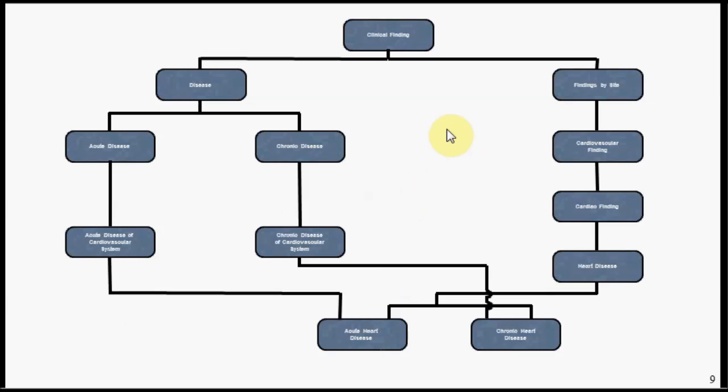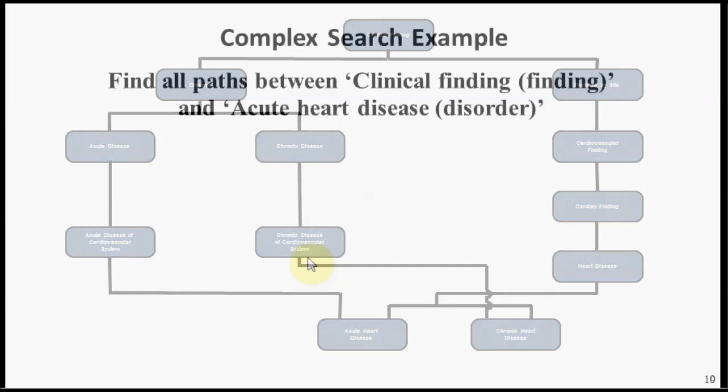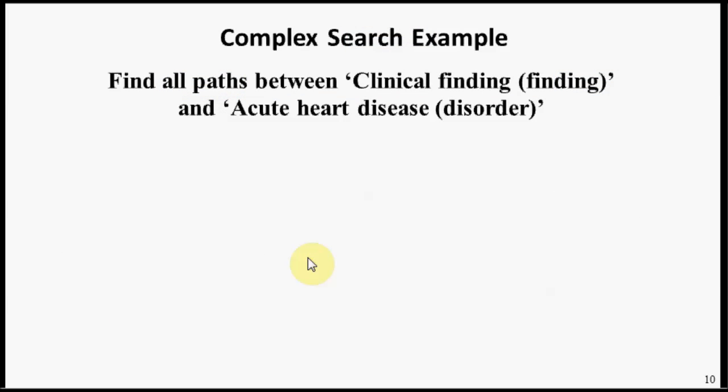So here in this close-up view of a portion of SNOMED, we see this notion of clinical finding and a bunch of descendants here, and we see at the bottom something called acute heart disease. And we see that there's multiple paths going from clinical finding to acute heart disease. In this query example, what we're going to do is the following. We have 2 nodes here, clinical finding and acute heart disease. And what we want to return is the actual path, all the intermediate nodes between clinical finding and acute heart disease that we saw on the previous slide.